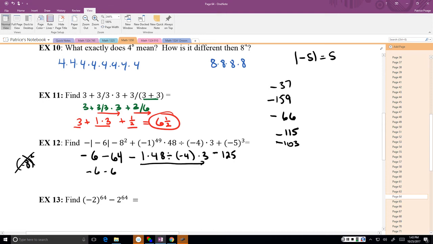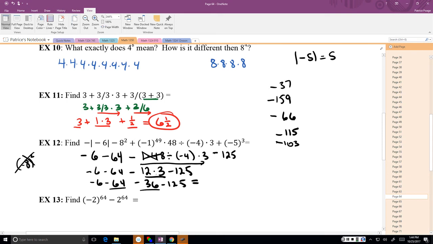Over here I have negative 6 minus 64 minus 1 times 48 is 48. I think we can do that part in our head. So then 48 divided by negative 4 is 12. And I'm just going to write times 3 minus 125. So now I have one more multiplying going on. So negative 6 minus 64 minus 36 minus 125. And now I'm to the addition subtraction part. So I can just type all this in my calculator if I want, or add it up if I want. Negative 64 and negative 36. 64 and 36 are nice Pythagorean numbers. They always add to 100. So that's negative 100. Did I do that right?